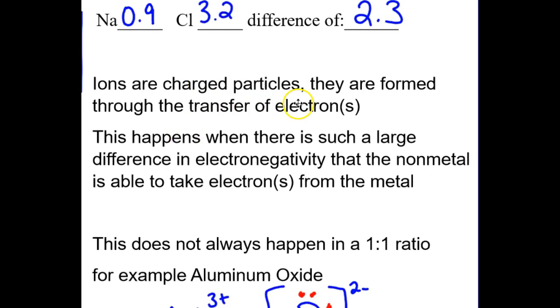So ions are charged particles. They're formed through the transfer of electrons. So atoms become ions when they gain electrons, become more negative, or when they lose electrons to become more positive. But this does not always happen in a 1-to-1 ratio.